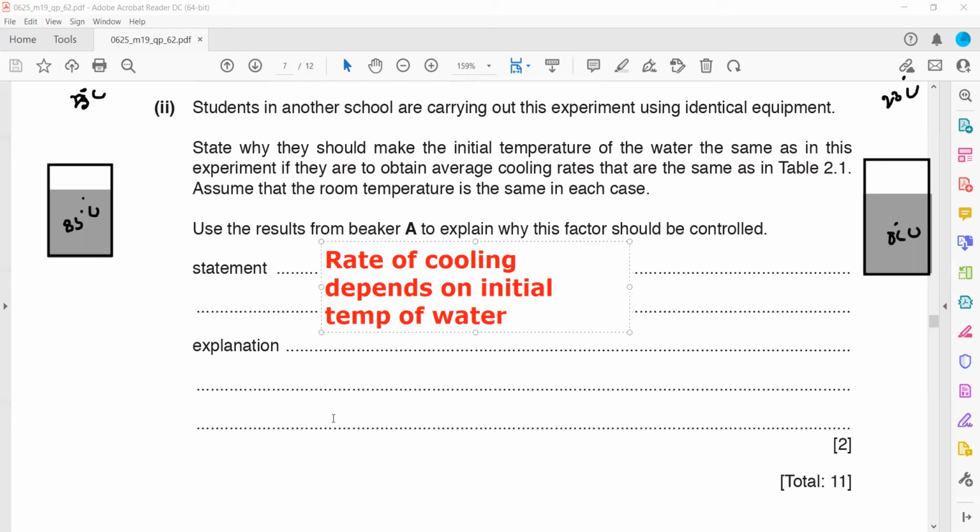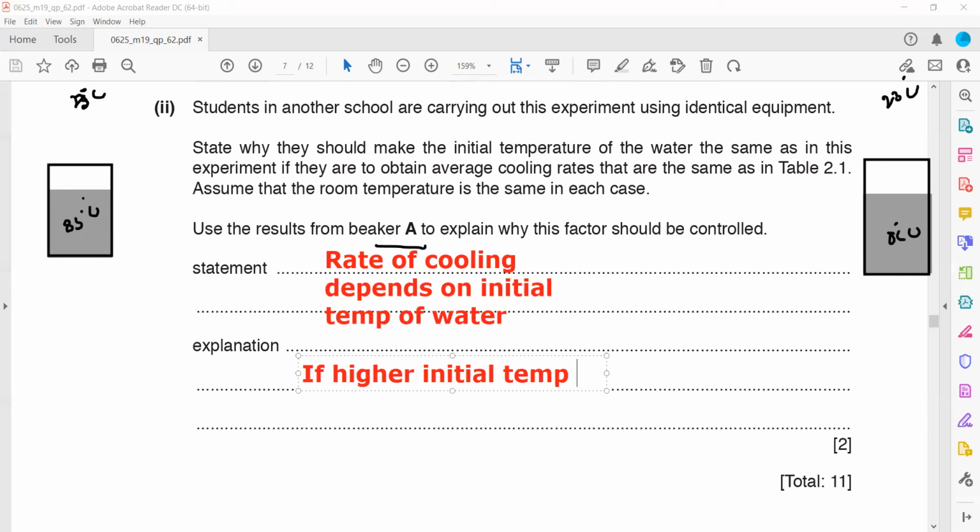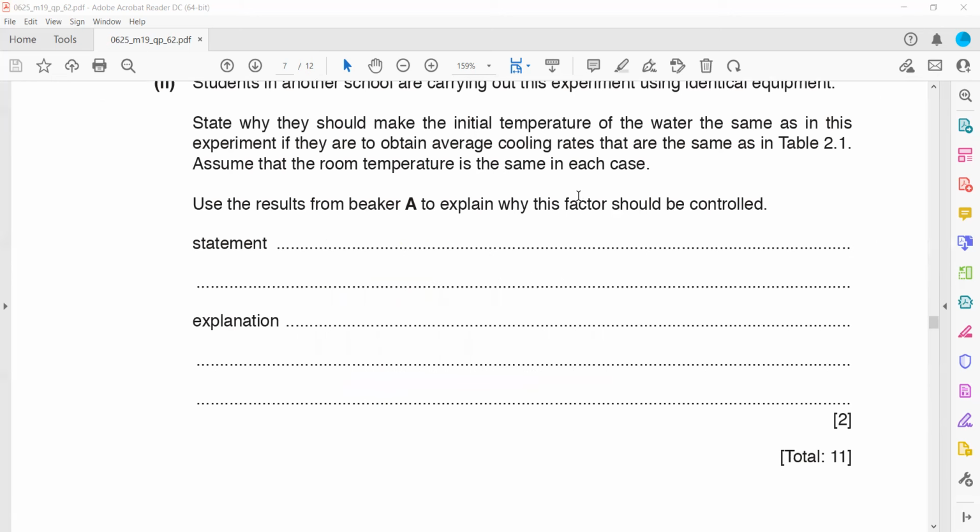An explanation: if we use a higher initial temperature, the rate of cooling will be faster. So it will cool down in a short time, or the rate of cooling will increase. That's why, for a fair comparison, the students performing this experiment in school 1 should have the same temperature as the students performing the same experiment in school 2.